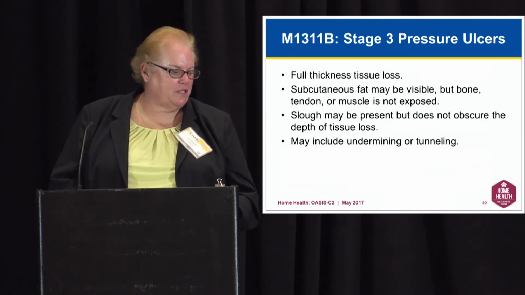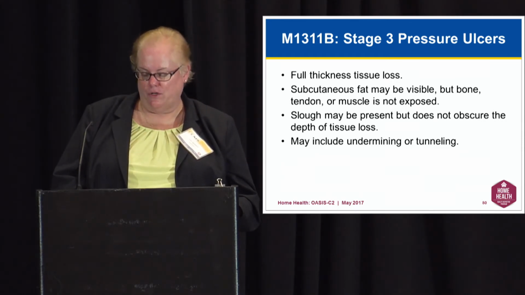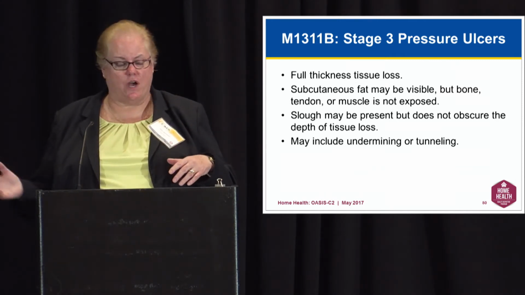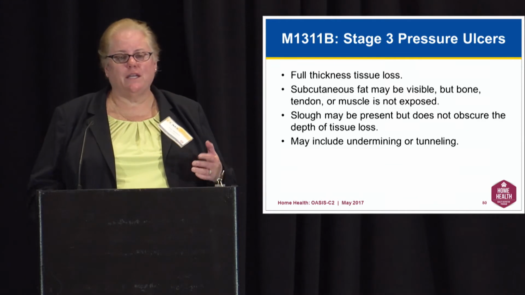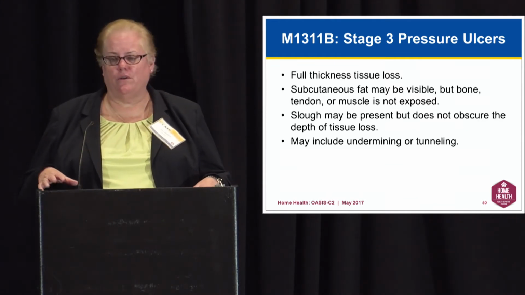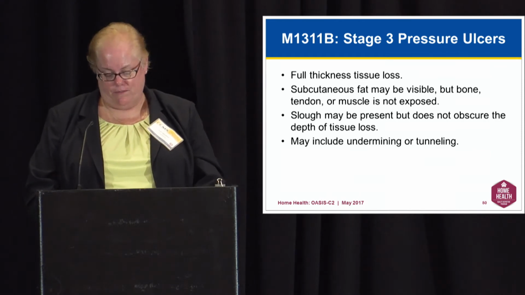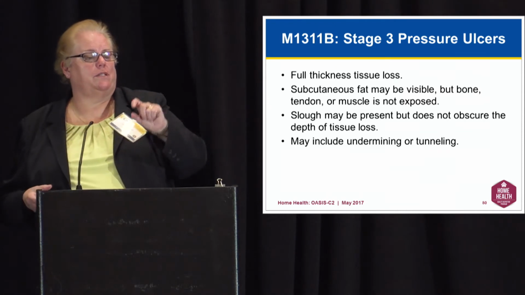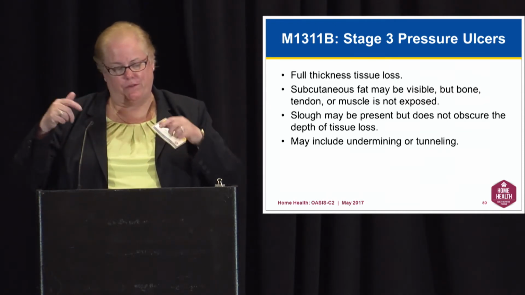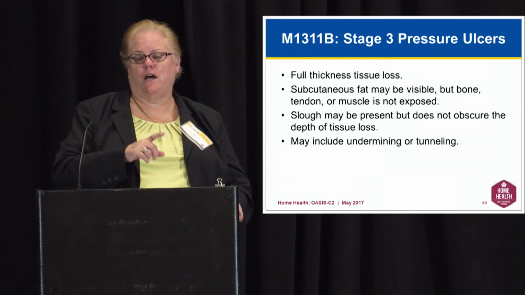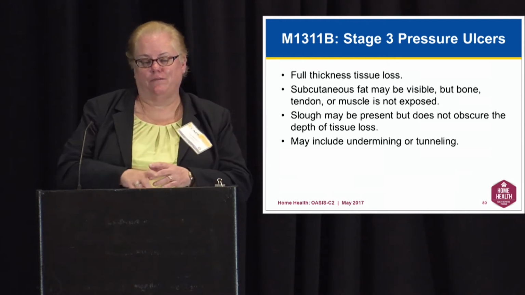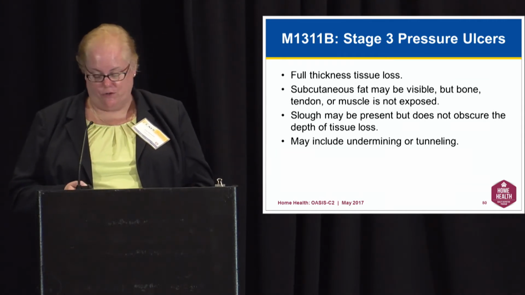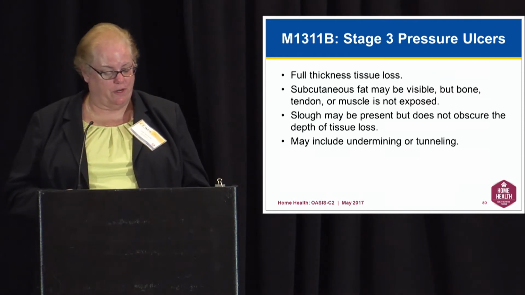Slough may be present, but does not obscure the depth or the tissue loss in the area. So if it was completely covered in slough, you would have to say unstageable due to slough or eschar, and we're going to talk about that one. And then in a stage 3, it may include undermining or tunneling. So you may have a wound that presents as 4 centimeters across and 3 centimeters down, and maybe 3 by 3, and then maybe another 3. But then it could have tunneling, and you could have 4 centimeters of tunneling. It's just important to understand that that's certainly a potential with a stage 3.